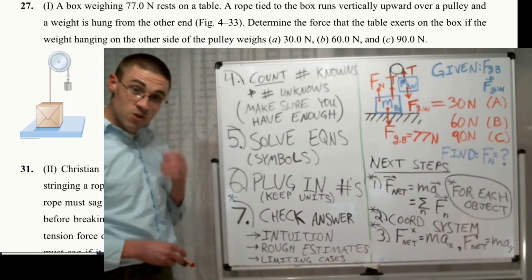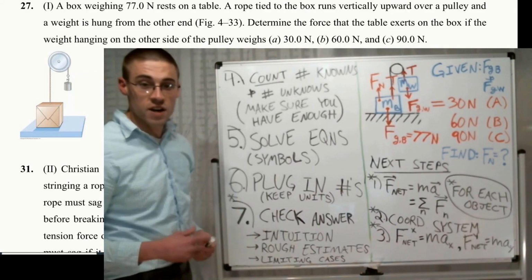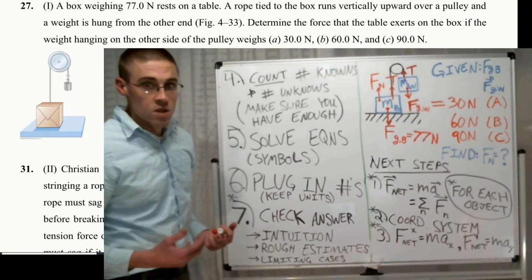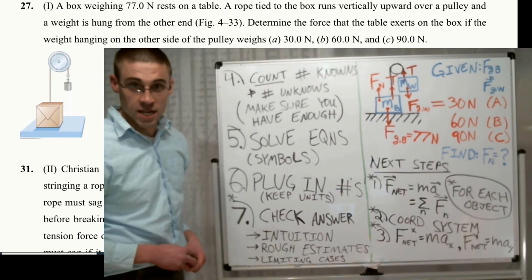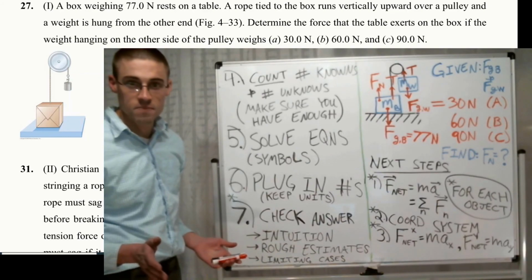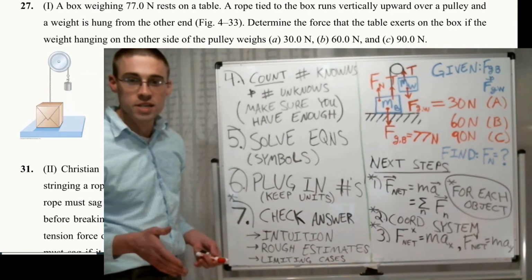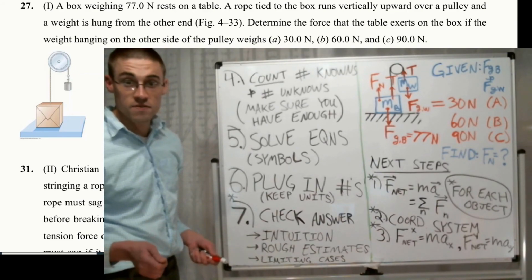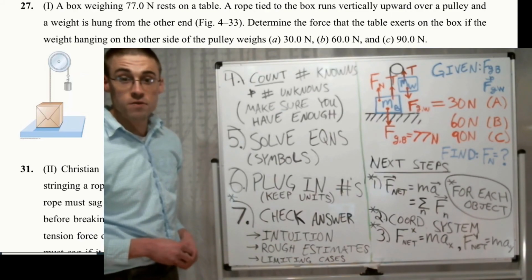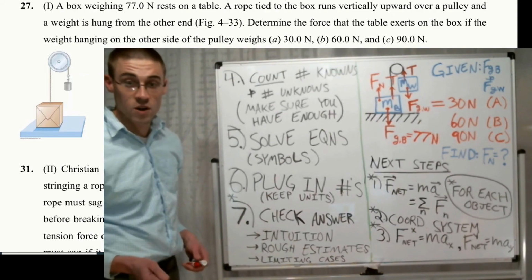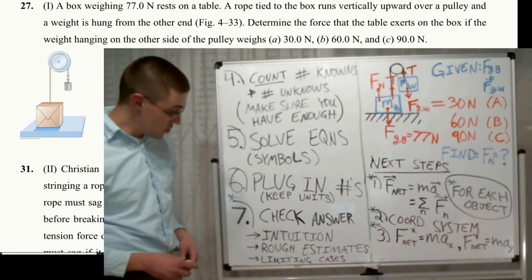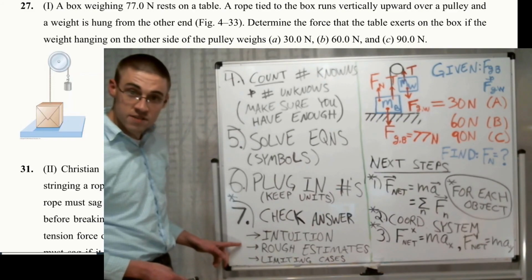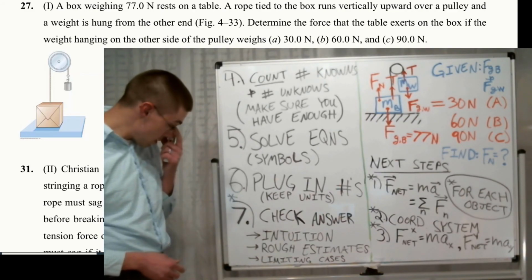Next thing you can do to check your answer: rough estimates. If you're asked in some problem to find the speed that a car is moving from one city to the next, and you find that the speed is like half the speed of light, well, you probably did something wrong. If you're asked to find the time that it takes to drive from New York to San Francisco, and it takes 4 seconds, you probably did something wrong, right? You can use your own rough estimates from just thinking about it.